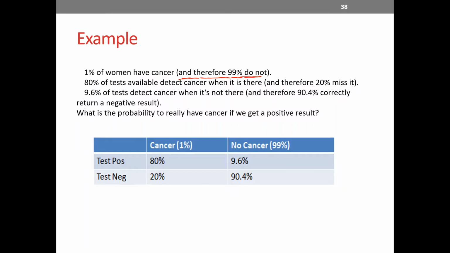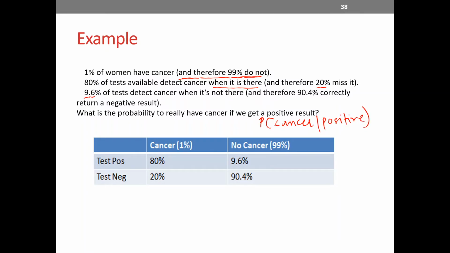Again, 80% of the tests available detect cancer when it is there, so when cancer is there, and so 20% miss it. And it's given that 9.6% of tests detect cancer when it's not there. So 100 minus 9.6, which is 90.4%, correctly return a negative result. Now I'm interested in the probability of really having cancer if we get a positive result, so the probability of cancer given that I tested positive.